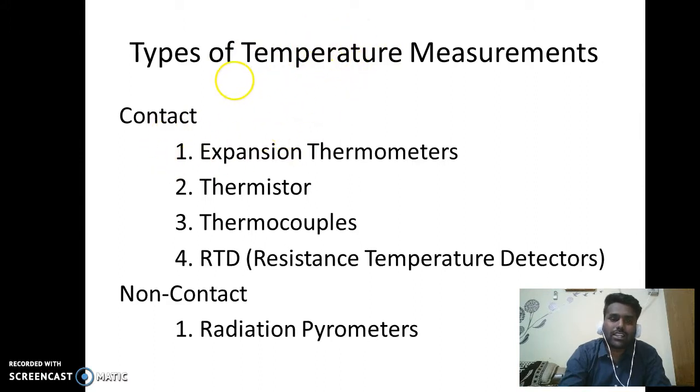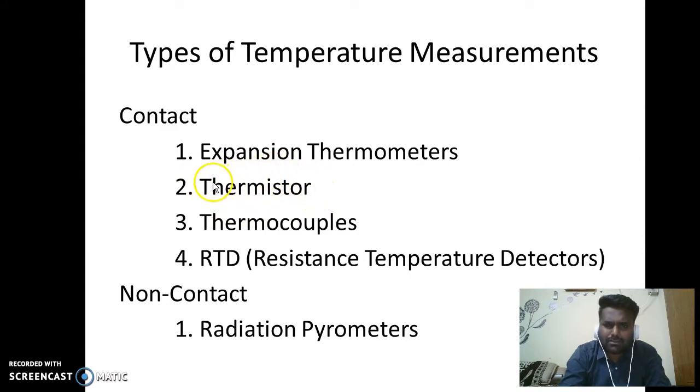And the second thing is the thermistors. Thermistors, or thermal resistors, are semiconductor resistors, where the variation of the temperature is based on the resistance parameters.